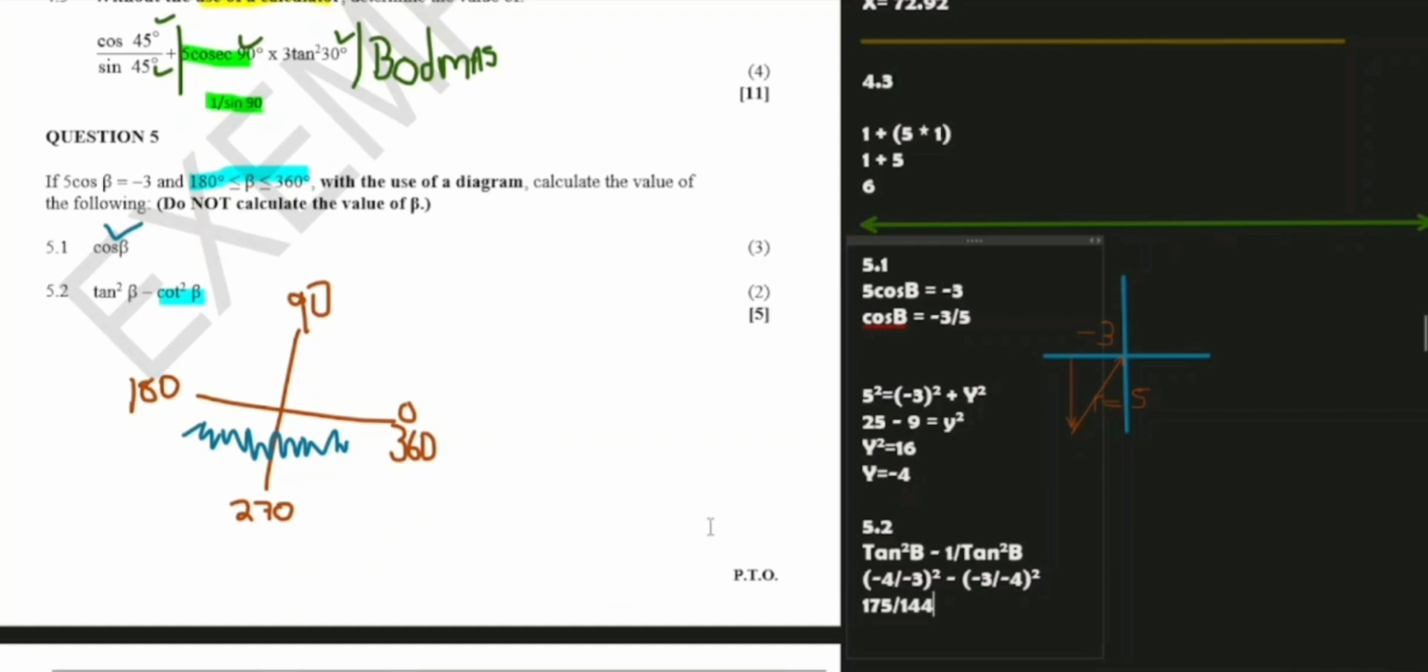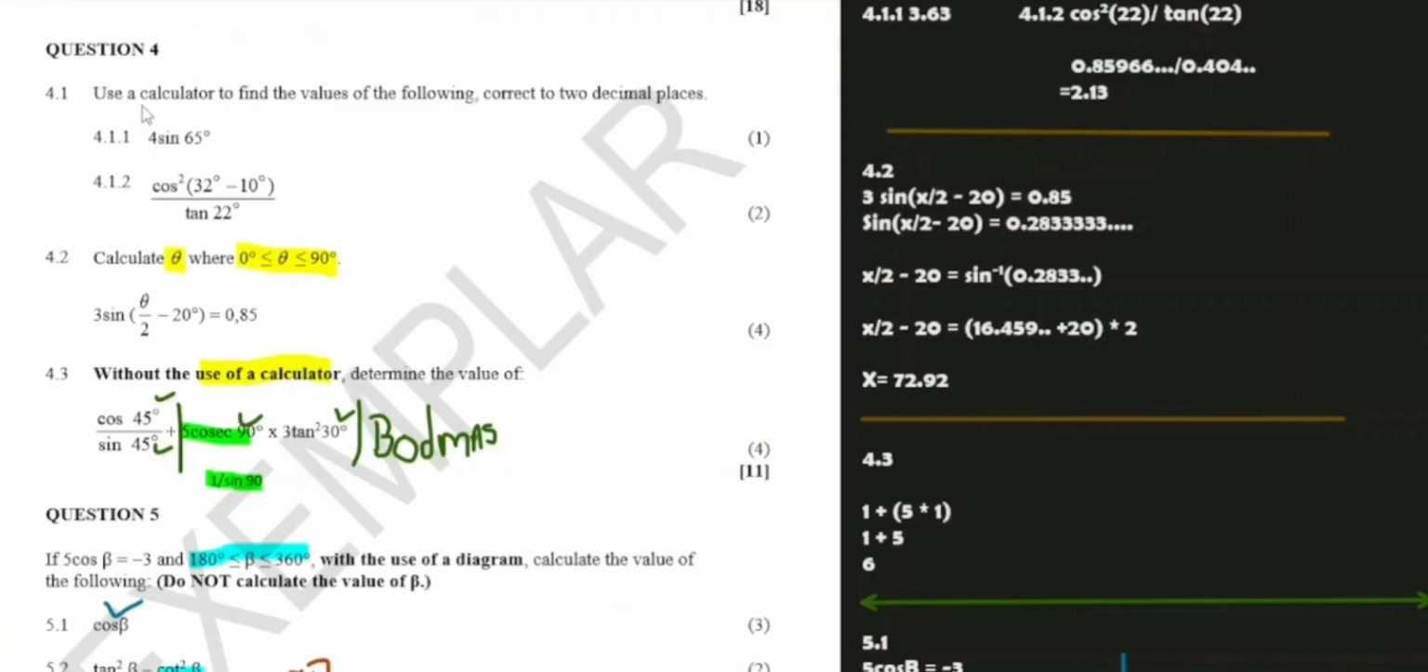So let's recap. Here they say with the use of a calculator, determine the following values. For 4.1.1, you just had to type this onto your calculator. And this was your final answer, correct to 2 decimal places. The same thing here, but to make things easier for you, you were supposed to say 32 minus 10, which is 22. Type everything into the calculator, and this was your final answer, correct to 2 decimal places.